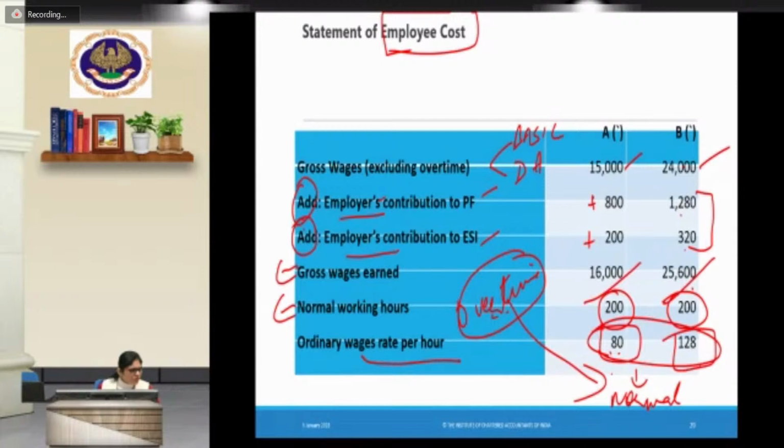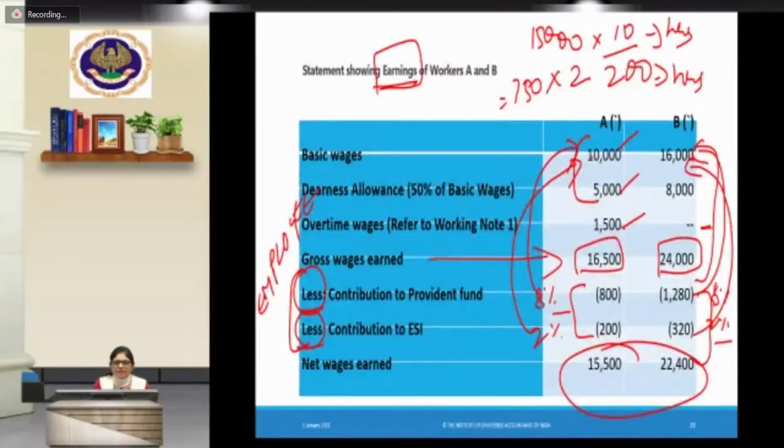Contribution, which contribution have we deducted? Contribution is the employee contribution. Who has asked this? Kavita. Kavita, we have deducted the employee contribution to Provident Fund. It's a deduction from a salary. I have contributed 800 towards my Provident Fund. This contribution has to be made from the salary of every employee. Only then the net salary is paid.